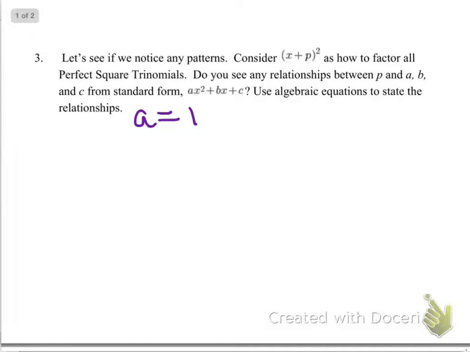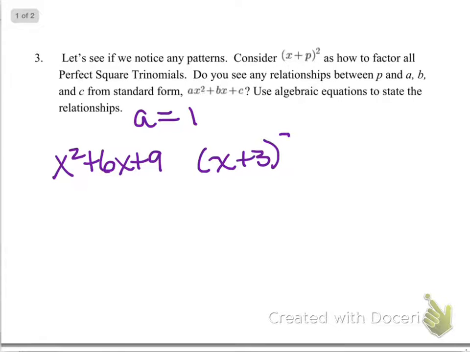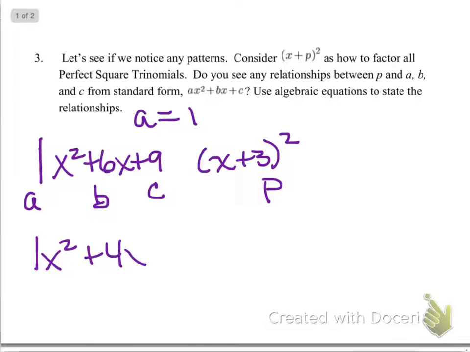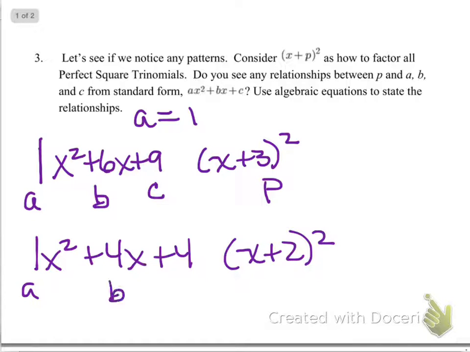So look back up at your sheet. We had x squared plus 6x plus 9, and we said in factored form that was x plus 3 squared. So in this case, and I'll put a 1 there, that's A, we have B, we have C, and that's P. Okay, here's another one. We had 1x squared plus 4x plus 4. We said that was x plus 2 squared. So this is A, B, C, and the 2 is P.